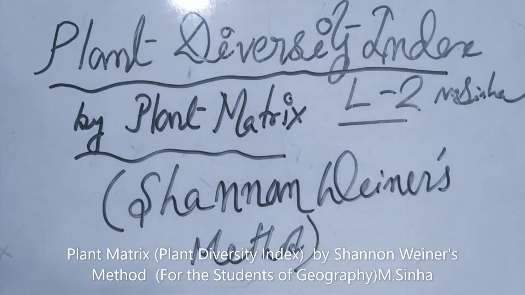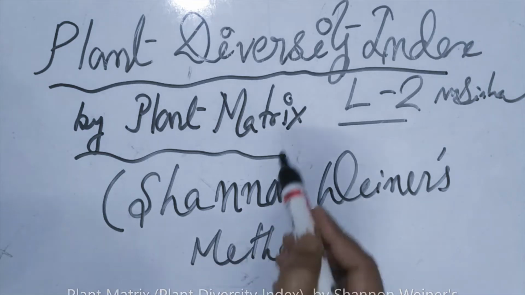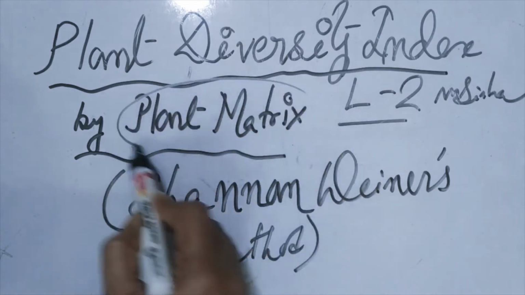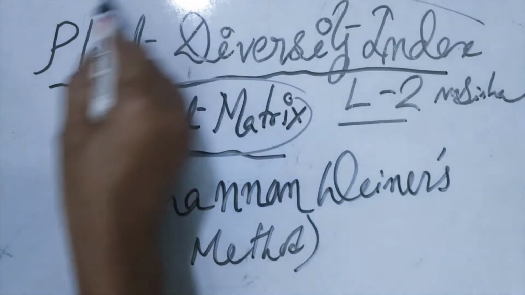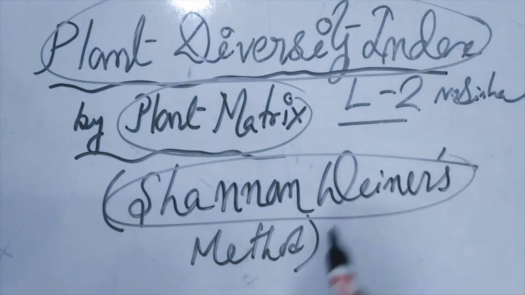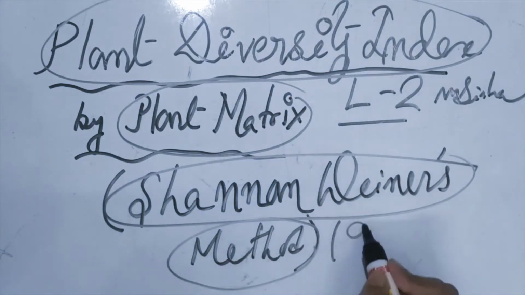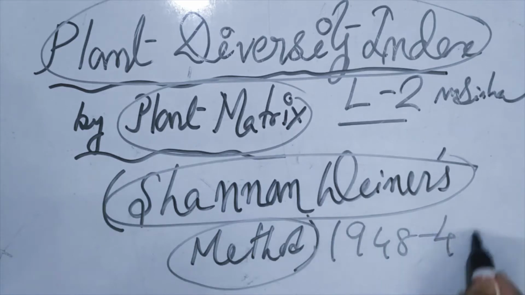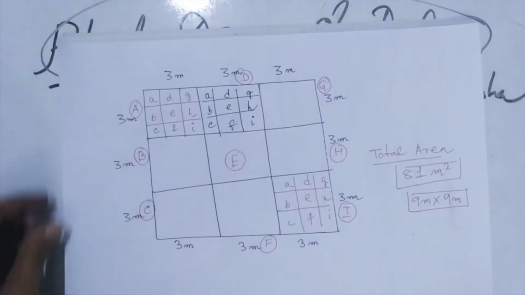Now get a complete idea about how we will calculate the plant matrix and how we will calculate the plant diversity index with the help of the Shannon-Wiener method. It started in 1948 to 49. Okay, we will discuss all these things through an example.